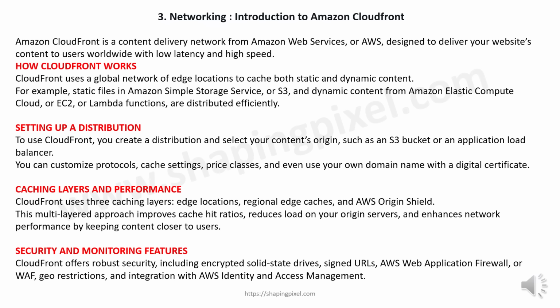Amazon CloudFront is a content delivery network from Amazon Web Services, or AWS, designed to deliver your website's content to users worldwide with low latency and high speed. Its main role is caching content closer to your users. CloudFront uses a global network of edge locations to cache both static and dynamic content. For example, static files in Amazon Simple Storage Service, or S3, and dynamic content from Amazon Elastic Compute Cloud, or EC2, or Lambda functions, are distributed efficiently.